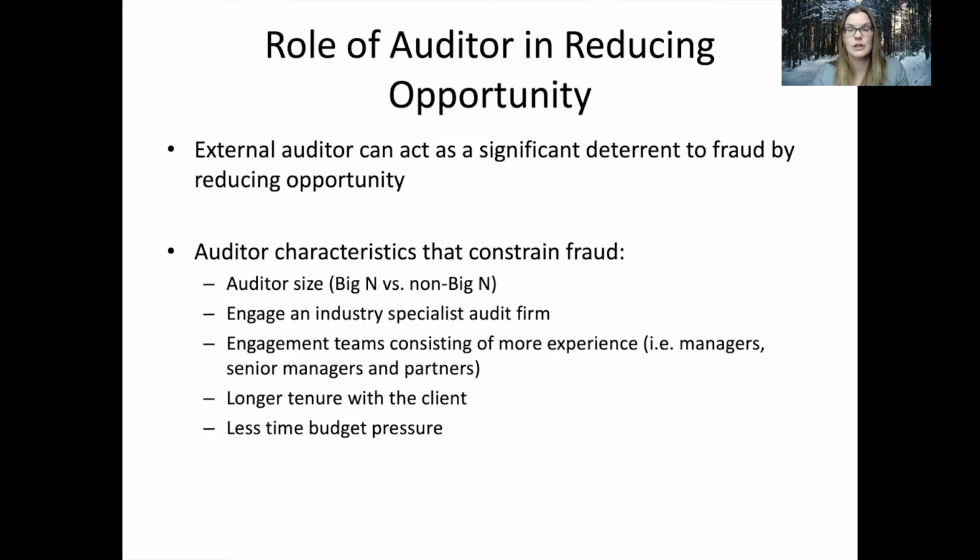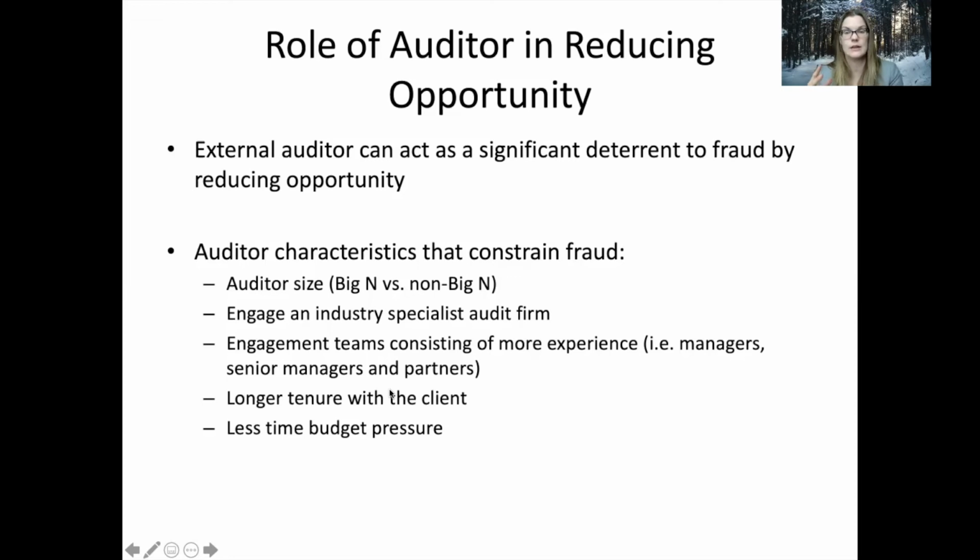Now, the auditor should reduce opportunity. We saw on the prior slide that having an ineffective external audit function creates an opportunity, but having a really strong external audit function can close those opportunities. And so things like if you have auditors that are considered higher quality, like Big N or second tier audit firms are considered typically to be higher quality. If you have firms that are industry experts, they tend to be better at preventing and detecting misstatements, so they close off opportunity.